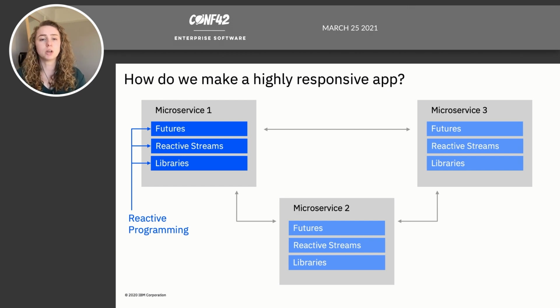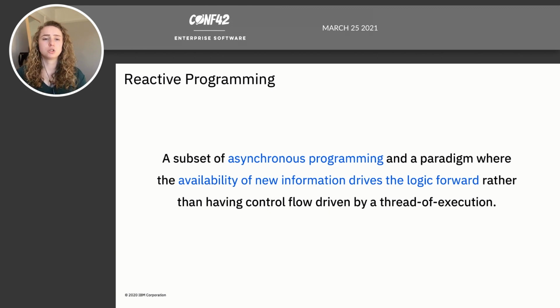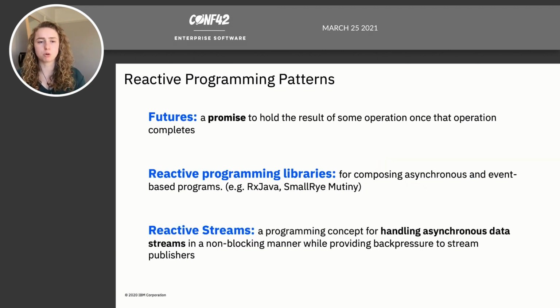And to do this, we can utilize something called reactive programming. So reactive programming, here's a basic definition. It's all about asynchronicity again. It's a paradigm where the availability of new information is what drives the logic forward, rather than just by a thread of execution. And we can enable this through several different programming patterns.